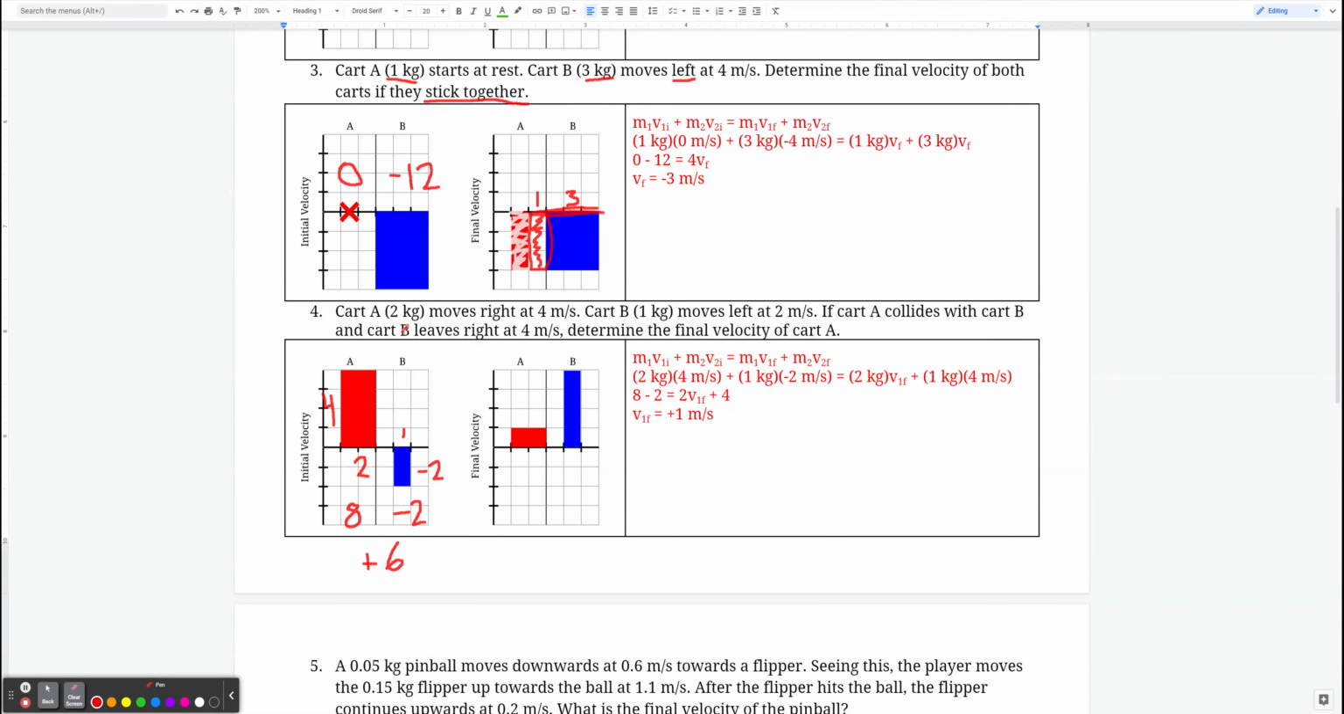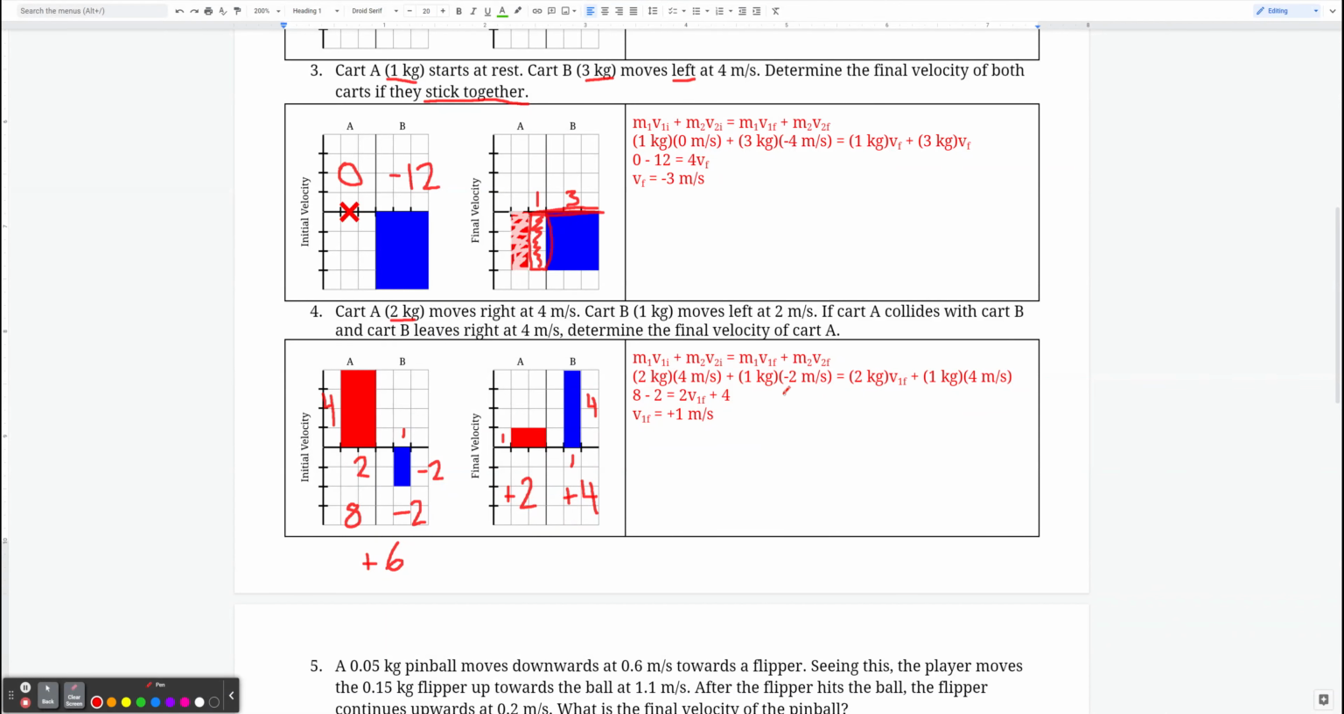It says cart A collides with cart B. Cart B leaves right at 4 meters per second. So again, its mass is 1. Right at 4 meters per second means positive 4. So my area here is positive 4. That means cart A has to have a final momentum of positive 2. If it's 2 kilograms, that means I have to draw it 2 blocks wide. So my only option is to make it 1 tall to get a final momentum of 2. So the final velocity would be positive 1 meter per second.